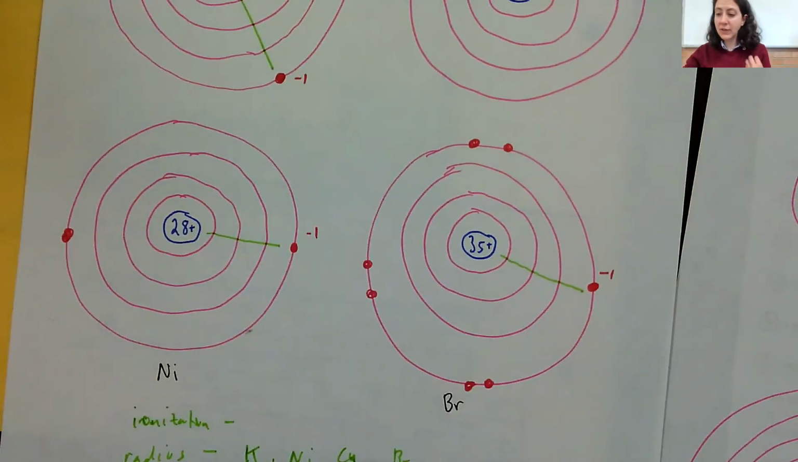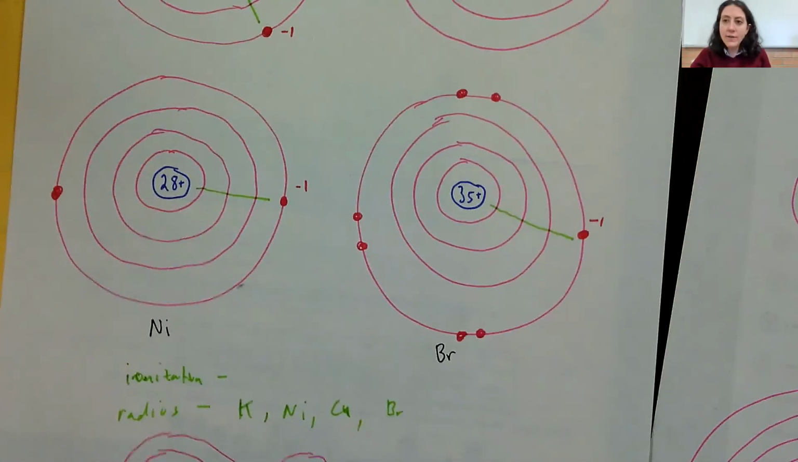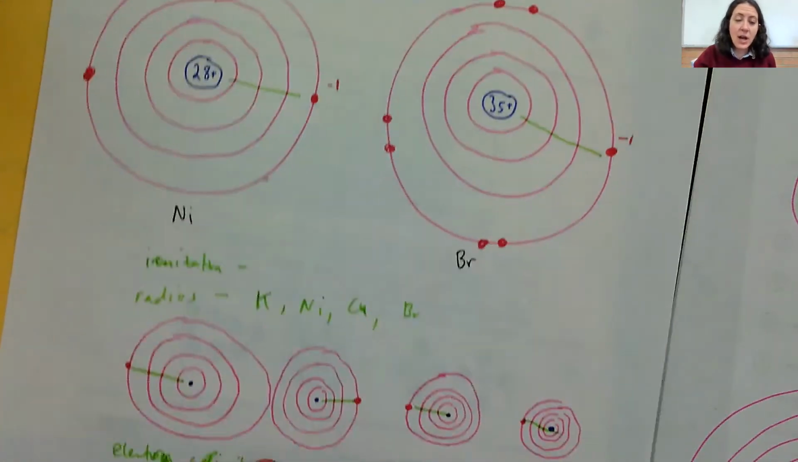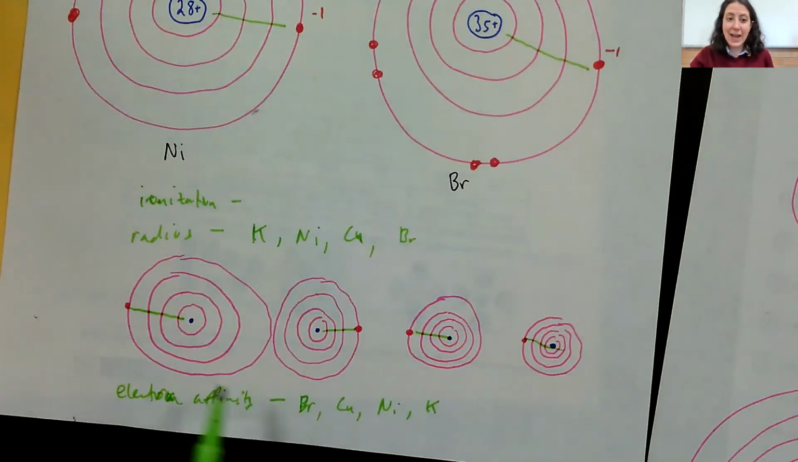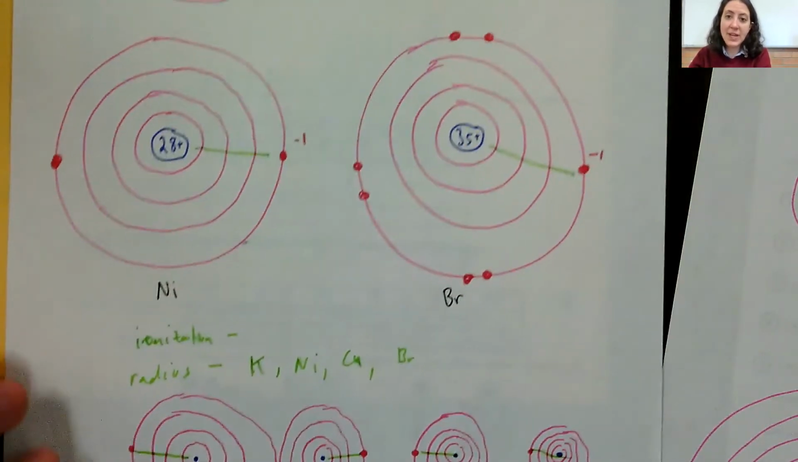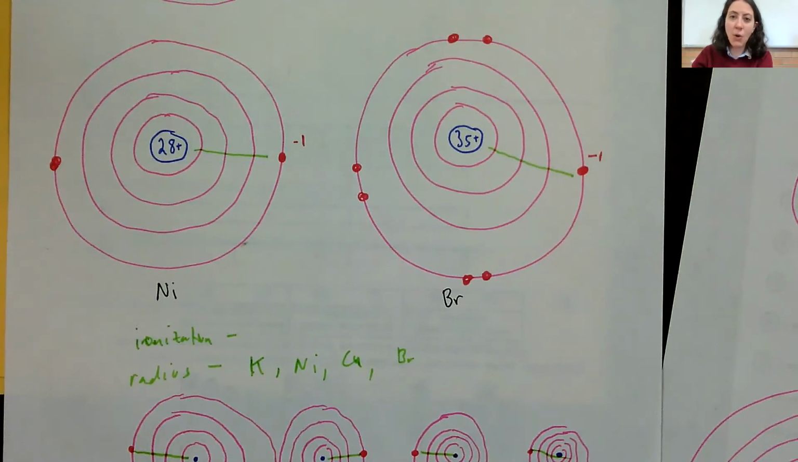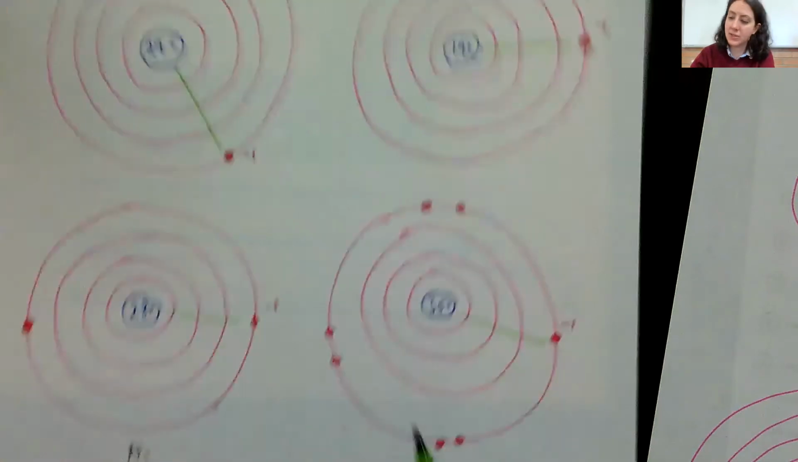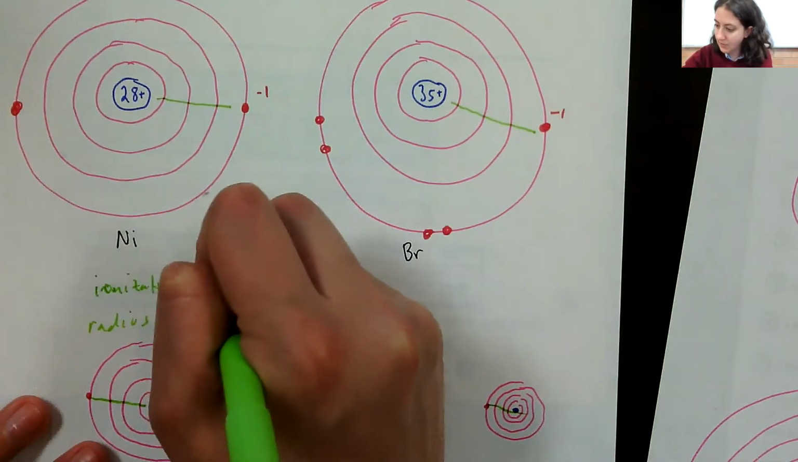So if you're trying to remove an electron, it's going to take a ton of energy to remove an electron from something that really has a strong hold on it. So it's actually going to be exactly the same as electron affinity. Bromine is going to have a much tighter hold on its electron with that plus 35, potassium less so. So same thing.